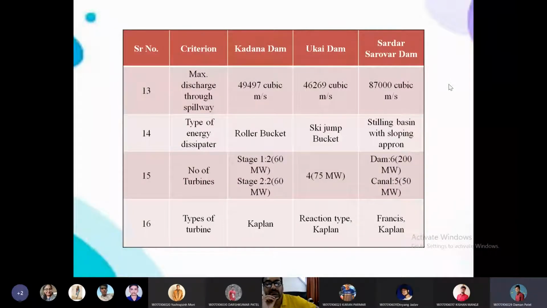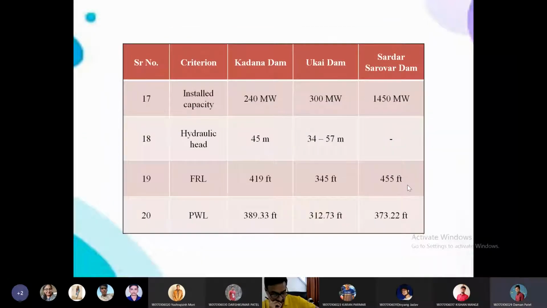There is one point, the types of turbine. In Kadana Dam, the type of turbine is Kaplan. For Ukai Dam, reaction type and Kaplan. And for Sardar Sarovar Dam, Francis and Kaplan. There is also one new point, which is hydraulic head. For Kadana Dam, it is 45 meter. For Ukai Dam, it varies between 34 and 57 meter. For Sardar Sarovar Dam, data not found.